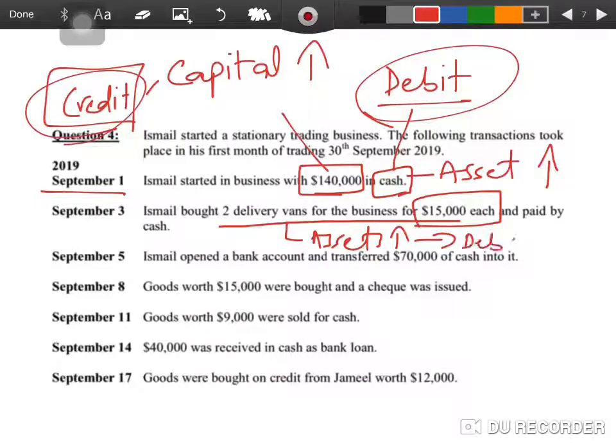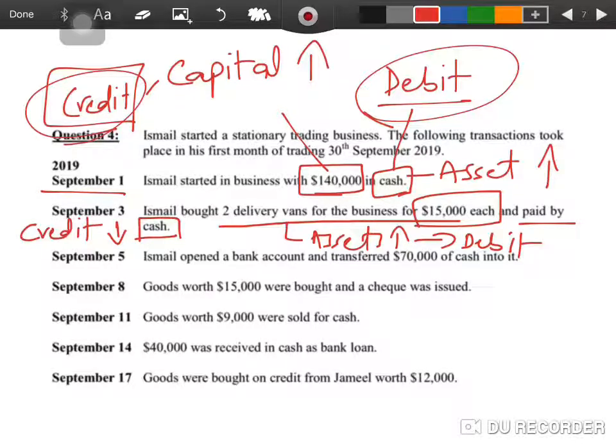The debit side. On the other hand, the money for these vans was paid in cash, and we already said that cash is an asset for the business. So when you're paying out cash, the cash in the business is going down or decreasing. Since it is an asset and it is going down, according to the rules, it should be recorded on which side? The credit side.